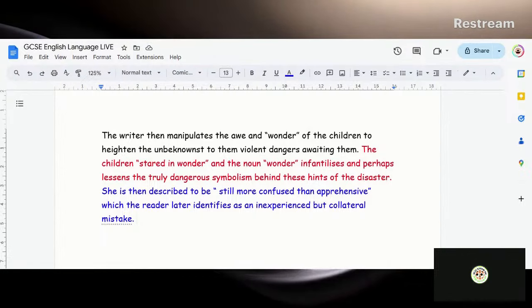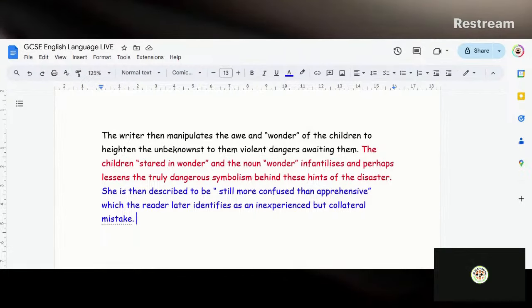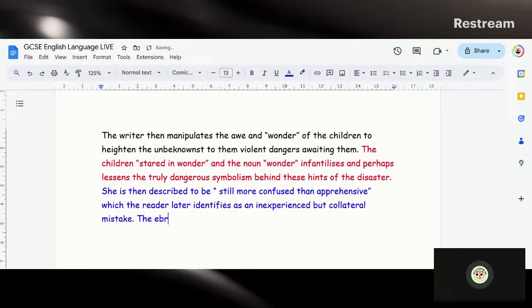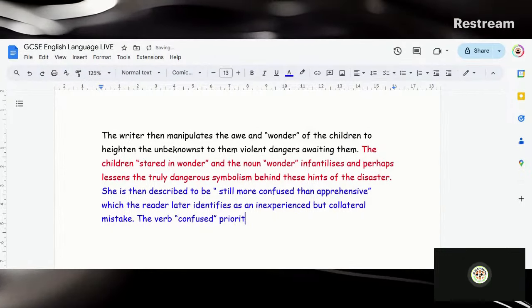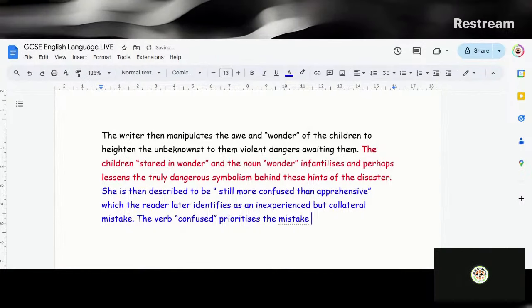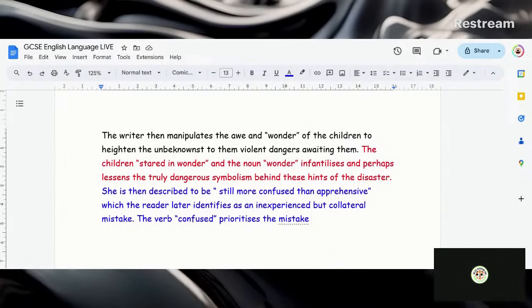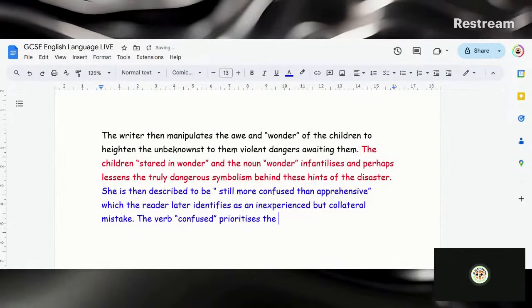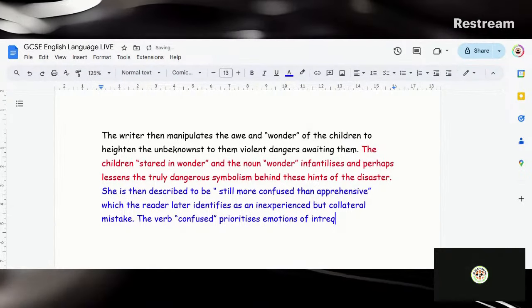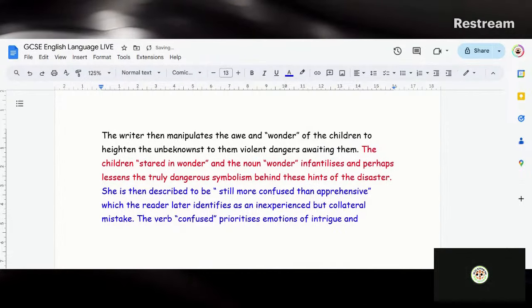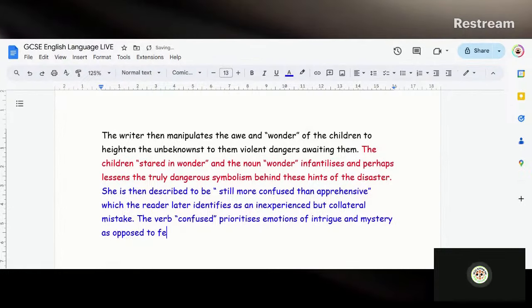Okay. The verb, we can then zoom in, the verb confused prioritizes emotions of intrigue and curiosity and mystery as opposed to fear.